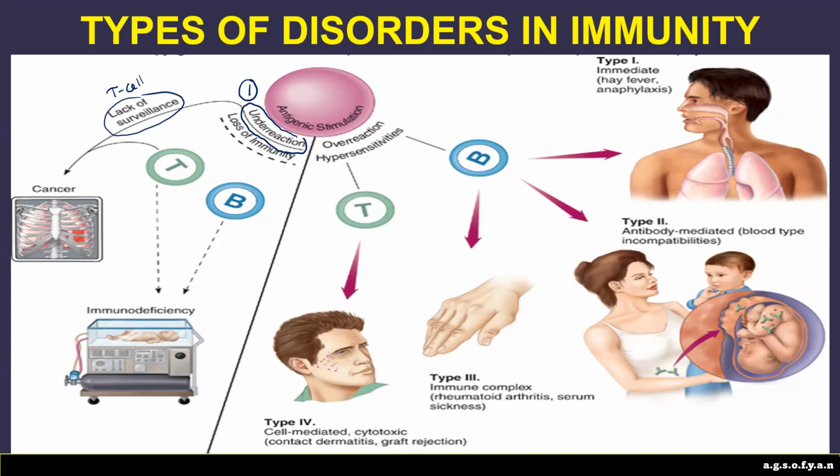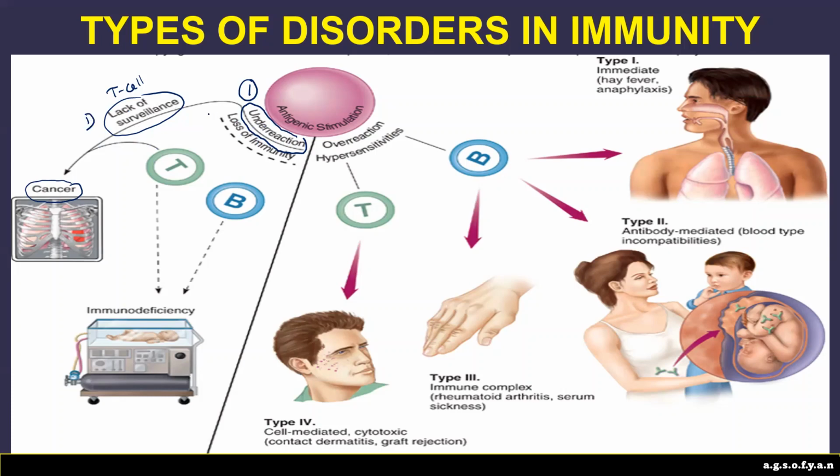If there are cells that divide uncontrollably, like a tumor or cancer cell, then the T cell will attack that cancer cell, will attack that tumor cell. It prevents us from having cancer or tumor. So for people that have these underreactions, like lack of surveillance, usually they will get cancer or tumor. This lack of surveillance is considered the first type of underreaction.